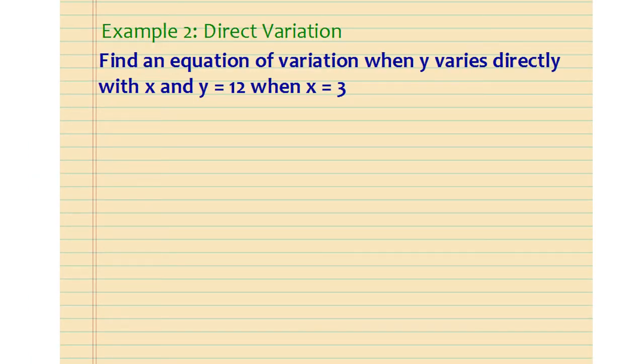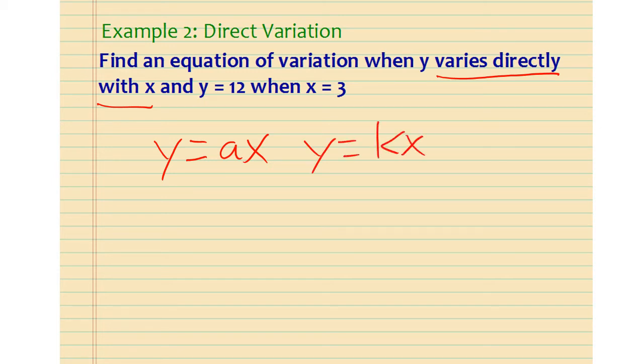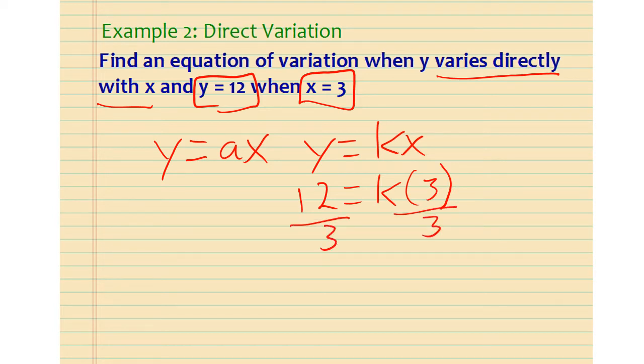All right, example 2. Find an equation of variation when y varies directly with x. Look at that. Y varies directly with x. That means I write immediately y equals ax, or y equals kx. You'll see it both ways. Now all I have to do is plug in the numbers. y equals 12 and x equals 3. I put 12 in for y. I'm going to find out what k is. I put 3 in for x. Divide both sides by 3. k equals 4.